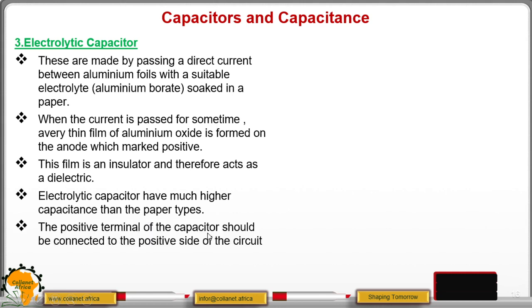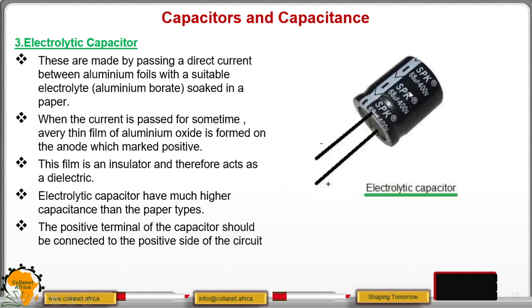The positive terminal of the capacitor should always be connected to the positive side of the circuit. And as shown in this diagram, this is what we have in our laboratories. The longer part here represents the positive terminal, and the shorter one represents the negative terminal. So this is what we call the electrolytic capacitor.